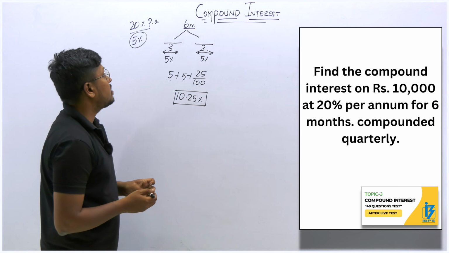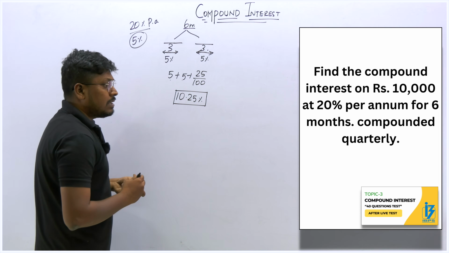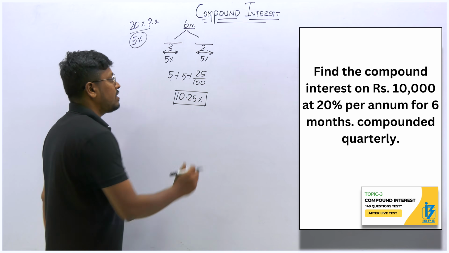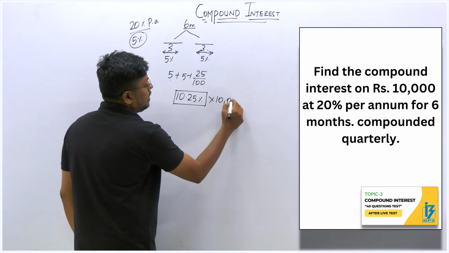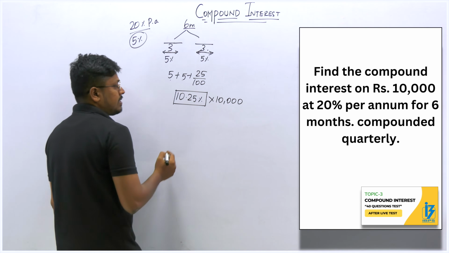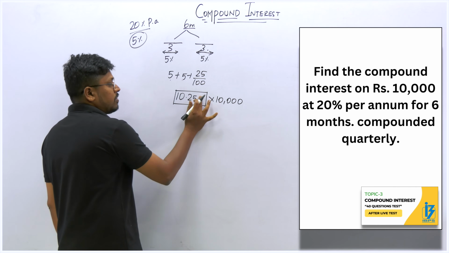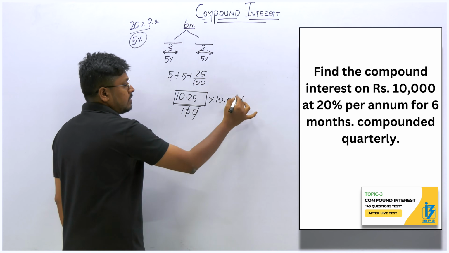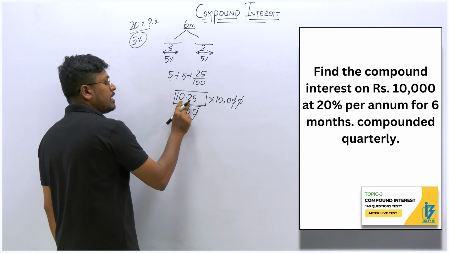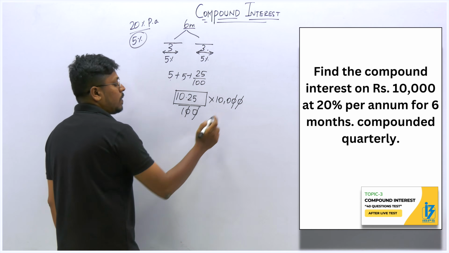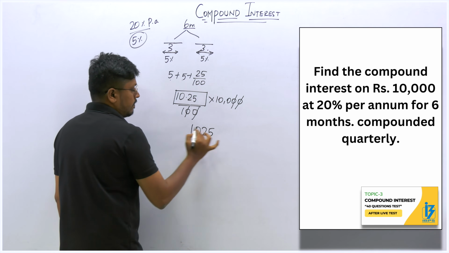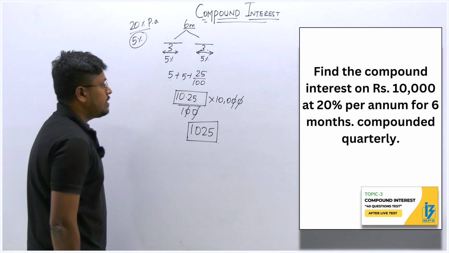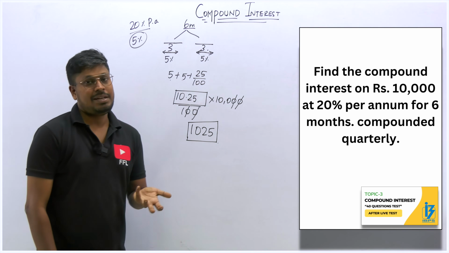So now our target is to find the compound interest he received for the amount 10,000 rupees. So when you multiply by 10,000, the resultant will be the total interest he received, right? When you remove the percentage, it is divided by 100, so we cancel two zeros. When you multiply 10.25 by 100, we get 1025. So that's the reason I have gone with the percentage method, right?